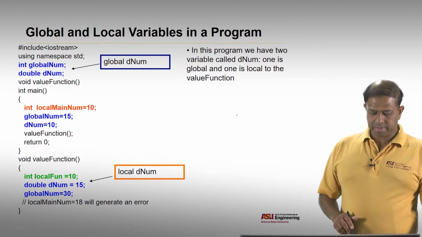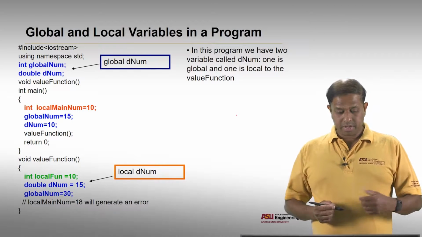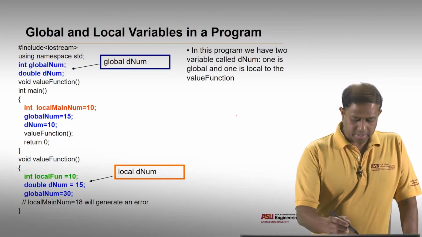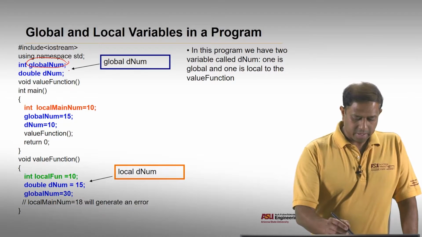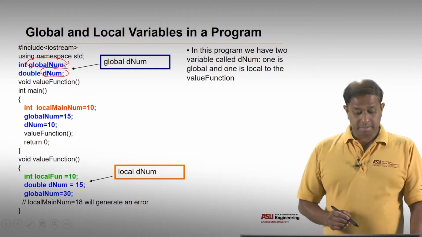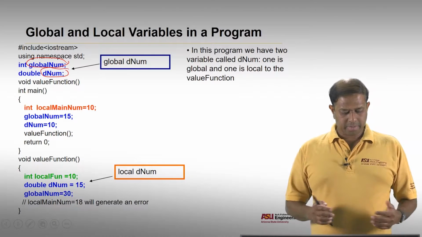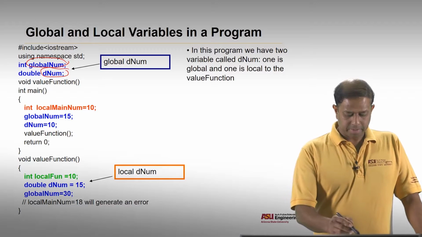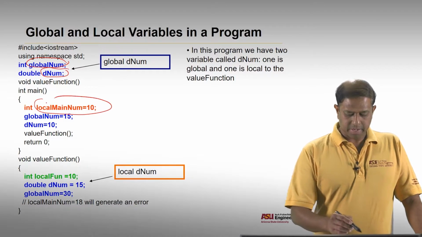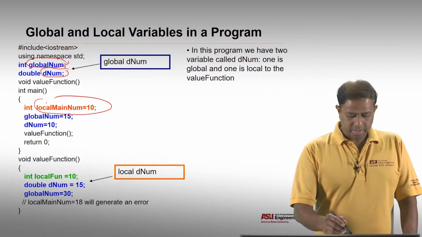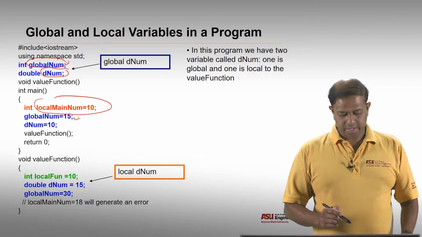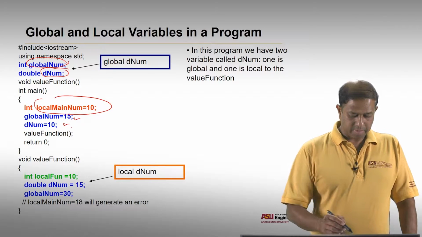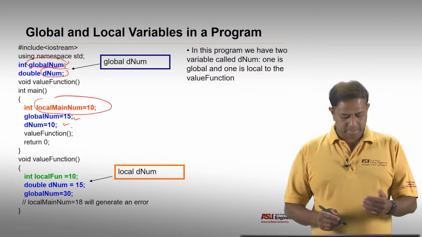Okay. So here is another example. Similar to the previous one, we have the global num variable here, and then we have another variable called dnum as a double value. So this time we have two double variables. Now similar to the previous one, we have local main num inside the main method, and global num 15 will change the global variable to 15, and then dnum 10 will change the dnum to 10.